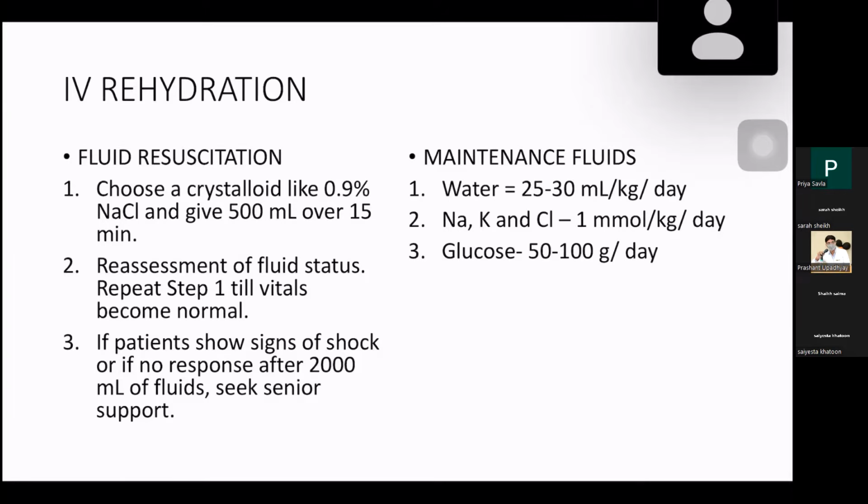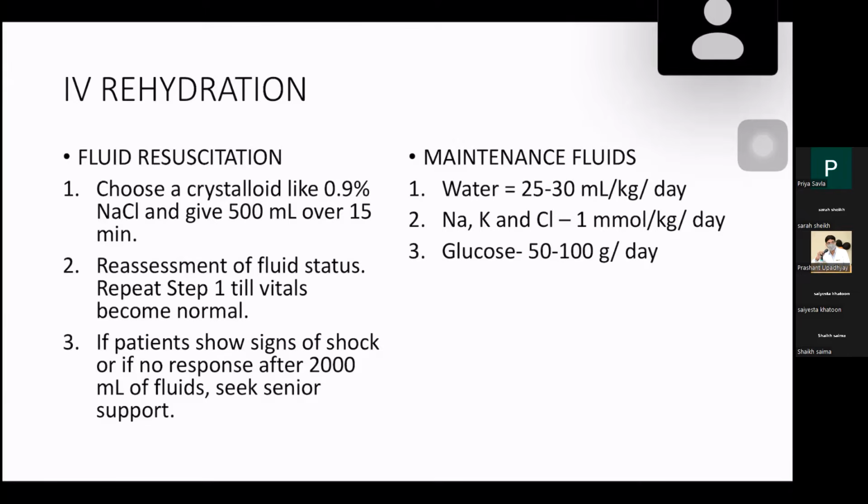Similarly, you have to also look for signs of shock. So these are the two endpoints you can say for rehydration and escalation. Signs of shock: that this patient is having hypotension, which is not responding to fluid, is having very severe tachycardia. Or if we have already given 2000 ml and there is no change in the parameters as compared to what it was at the admission time. In such a case, you will escalate.